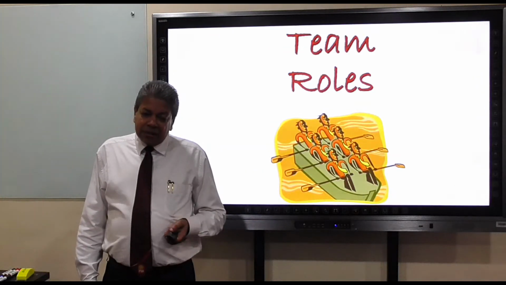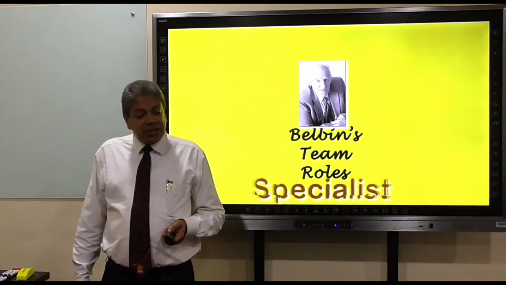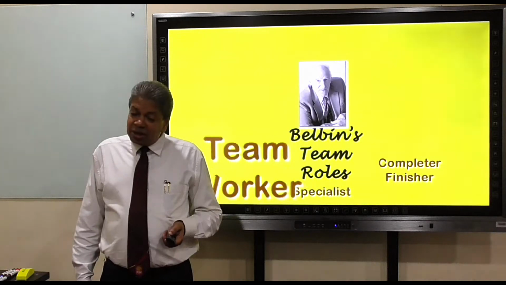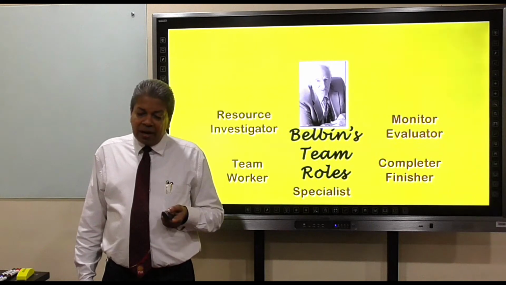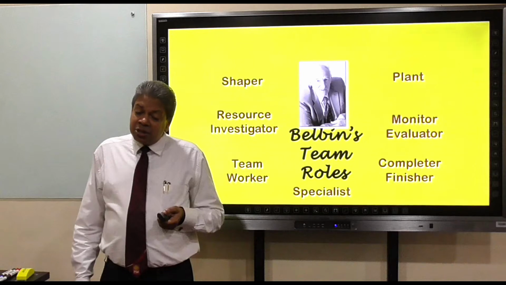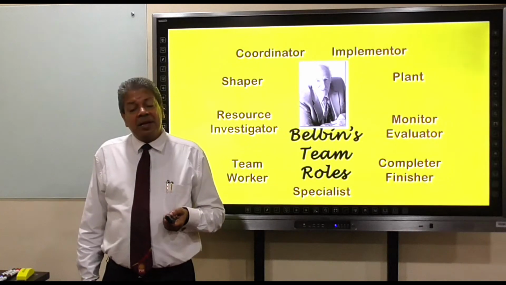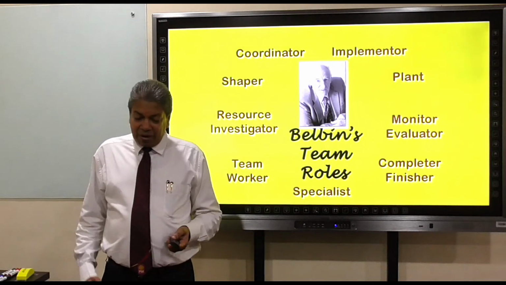And then we looked at team roles. We spent a lot of time. Belbin's team roles: specialist, completer finisher, team worker, monitor evaluator, resource investigator, plant, shaper, coordinator, and implementer. 9 different roles we identified.